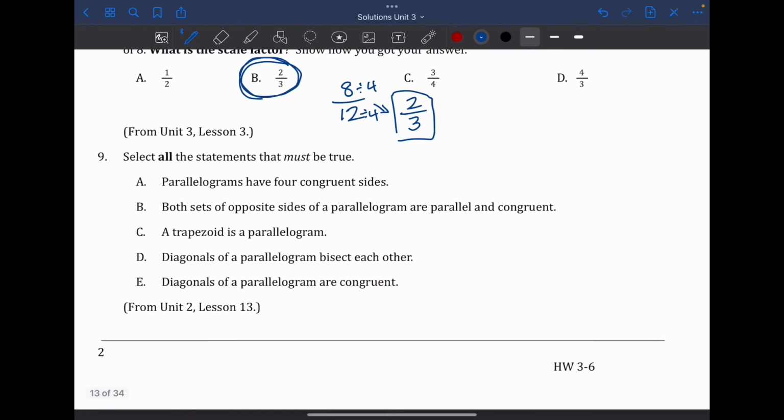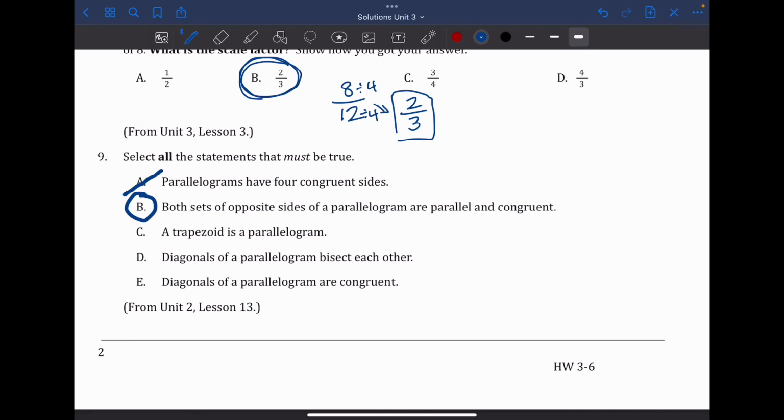Okay, and then on to question 9, and this is our last question. We want to select all statements that must be true. And these are kind of our features of parallelograms and quadrilaterals. So, parallelograms have 4 congruent sides. Not necessarily. They can, but they don't have to. Both sets of opposite sides of a parallelogram are parallel and congruent. That will always be true.